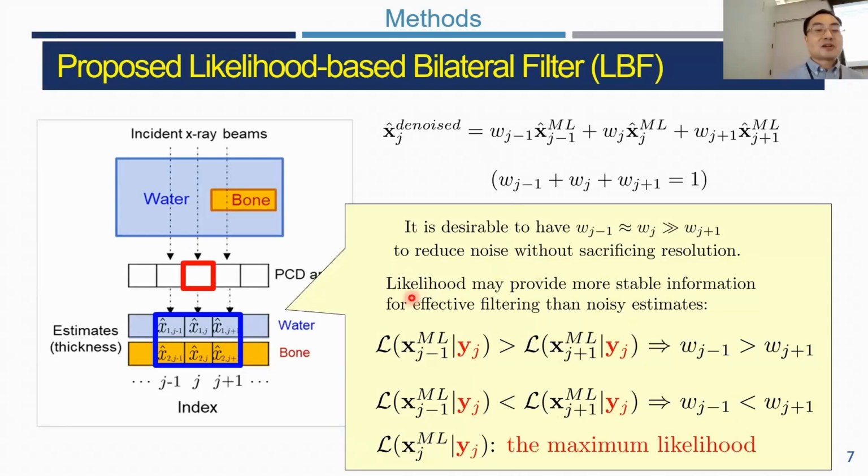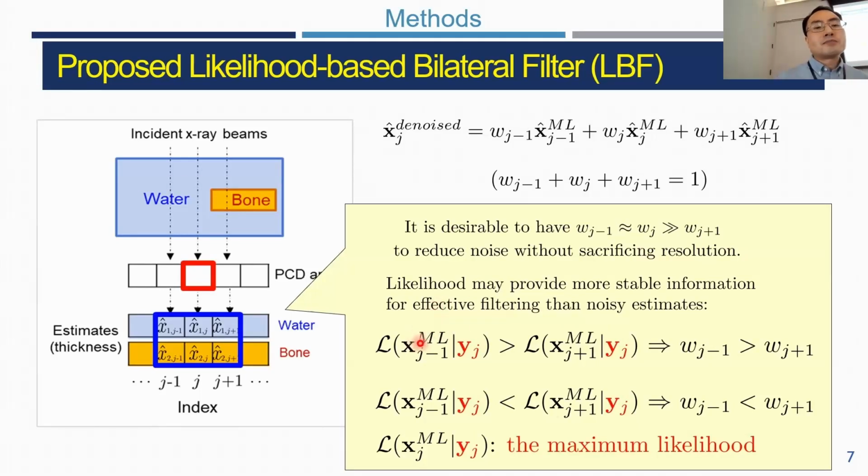So the assumption here is that likelihood may provide more stable information for effective filtering like this than noisy ML estimates. So for example, what we suggest in this study is, okay, fix the measurements. When you calculate likelihood, there is probability, you need measurement. Okay, so fix the measurement at the center one, because that is our interest to reduce noise. Okay, for that, we calculate likelihood for each neighborhood using the neighborhood ML estimates.